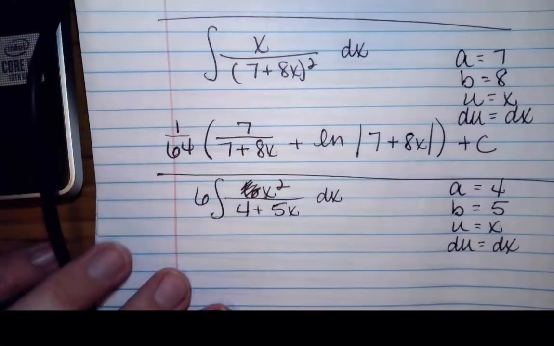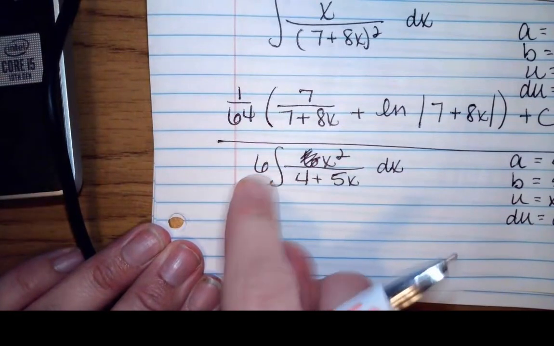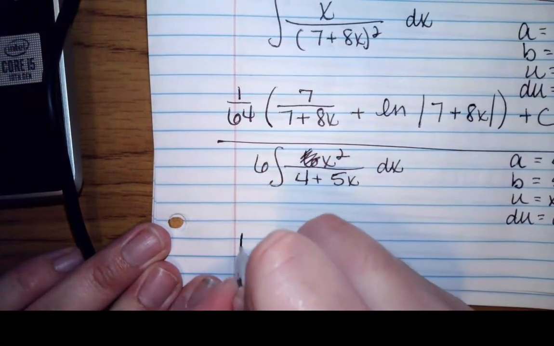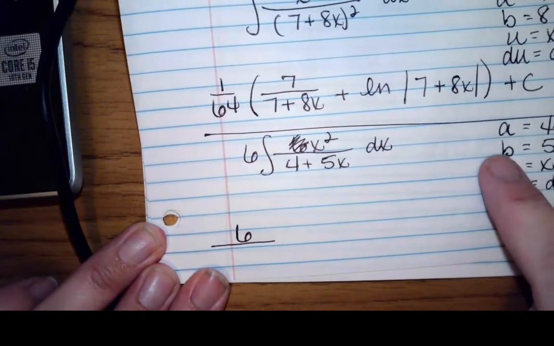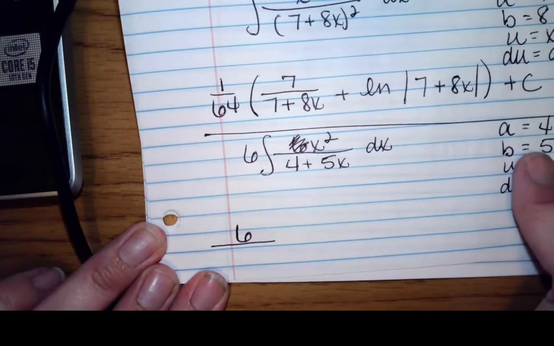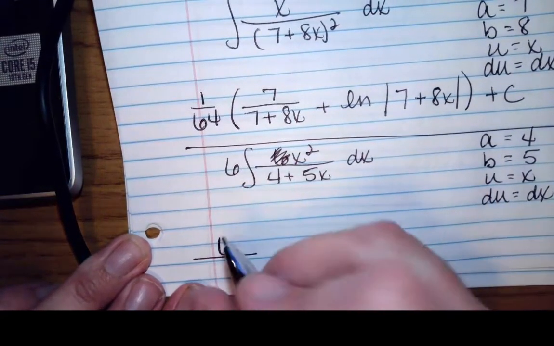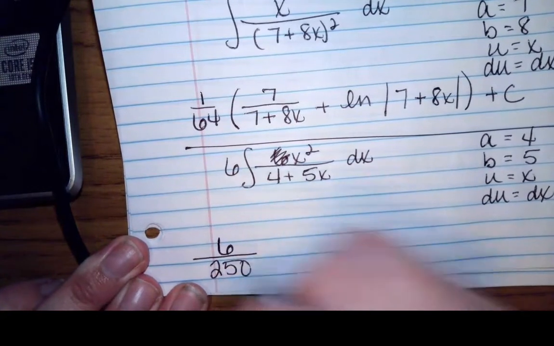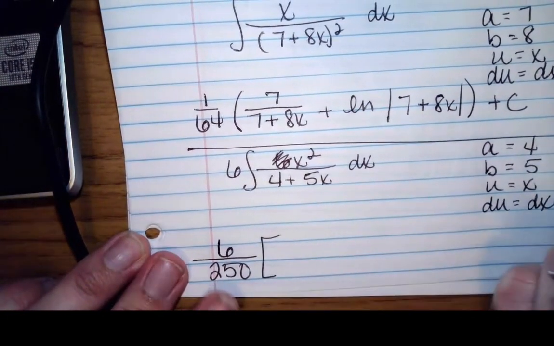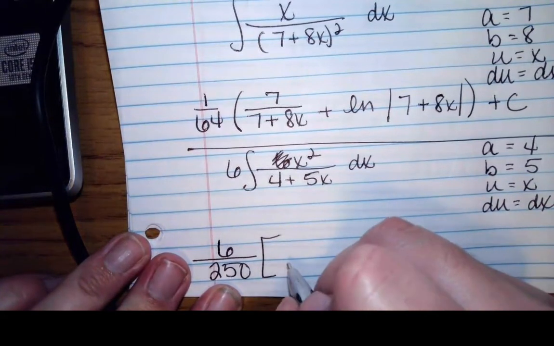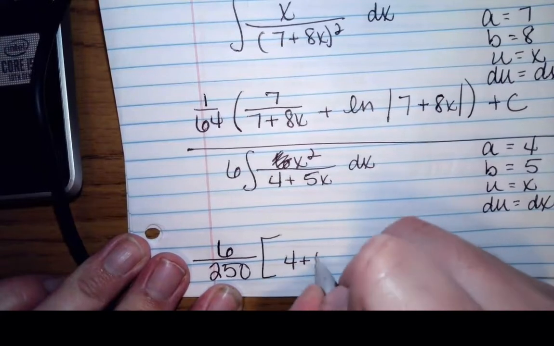So I've got a 1 over 2 b cubed. Remember, there's a 6 belonging to everything I do. So I have a 6 over 2b cubed. So 2 times 125 is going to be 250. Okay, so 6 over 250 times, and then we got a heifer of a thing. All right, so a plus bu squared is going to be 4 plus 5x squared.